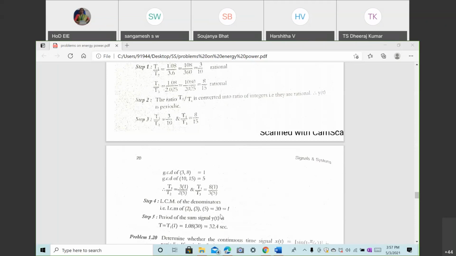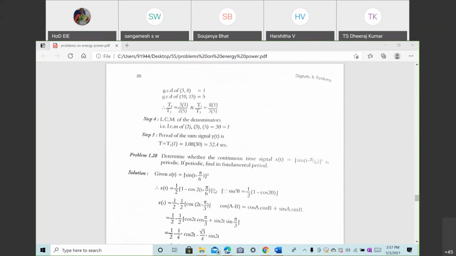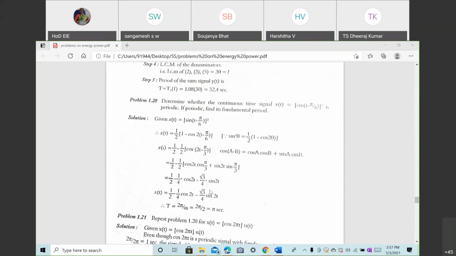L equal to 30. And the period of the sum signal y of t is T equal to T1 into L. That is T1 is 1.08 and the LCM we got is 30. That is 1.08 into 30, and that is equal to 32.4. Okay, we got 32.4 for this signal. And you also check it out, I'm going to share this material with you people.